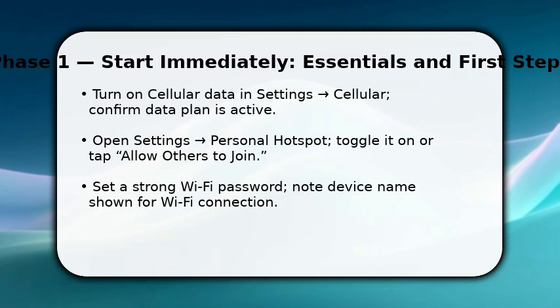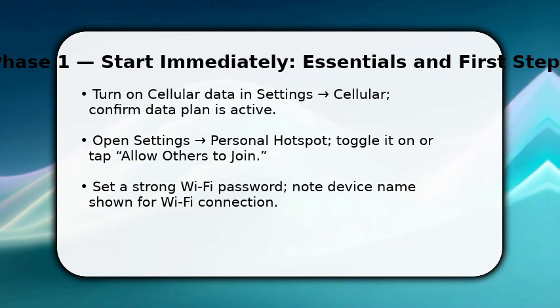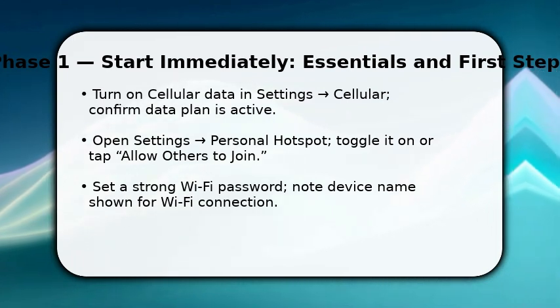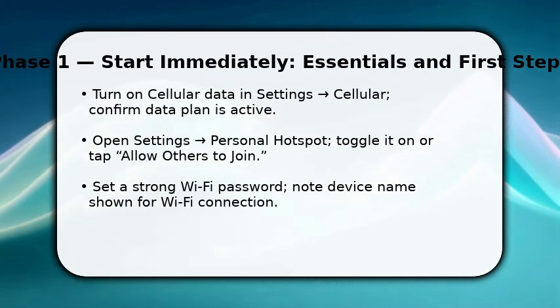You start by making sure your iPhone can share mobile data. Enable cellular in settings, and confirm your plan supports tethering. Once done, open Personal Hotspot and toggle it on so other devices can see your iPhone.